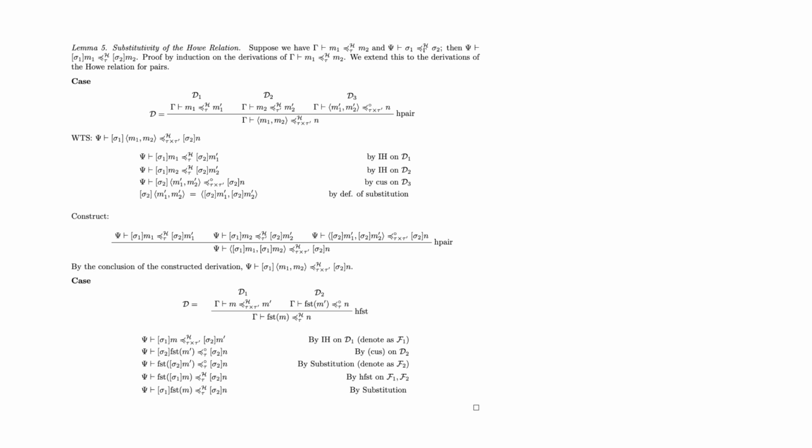The proof proceeds by induction on the derivation that m1 and m2 are Howe related at type tau. The proof is then completed by applying the induction hypothesis on the premises of the Howe derivation, using closure under substitution of open similarity, the definition of substitution, and finally the Howe inference rules to reconstruct the fact that m1 and m2 are still Howe related at type tau after applying the substitutions.